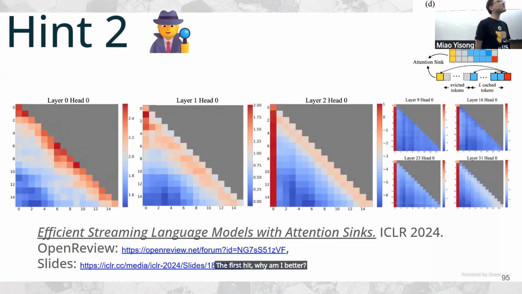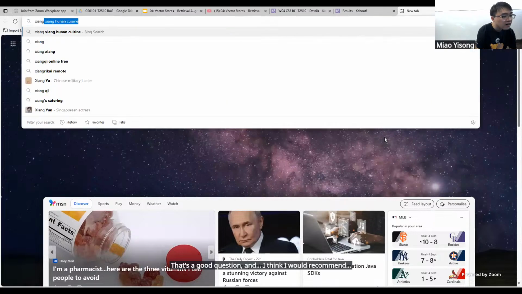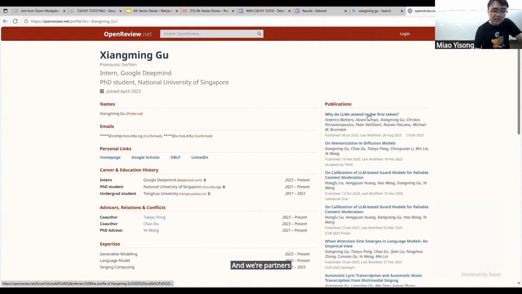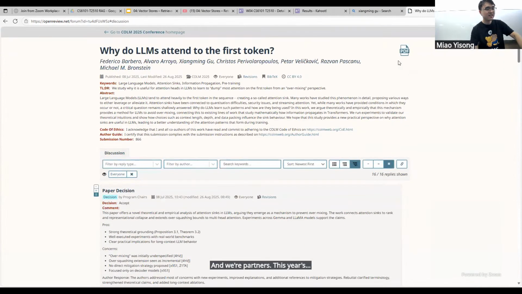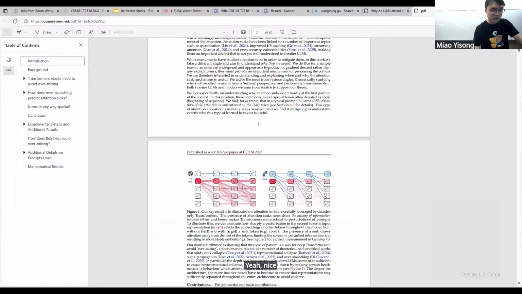Why do attention sinks appear? Is it because of keep compressing? It's a good question, and I would recommend some review of the work. This year there are papers, and I think they have a paper on why attention sinks happen.